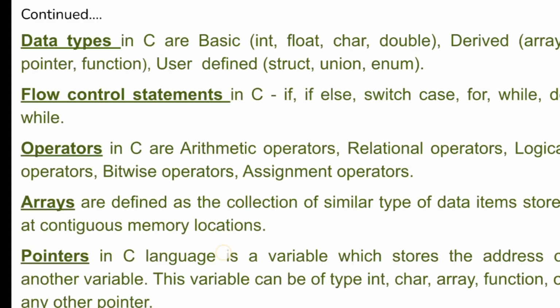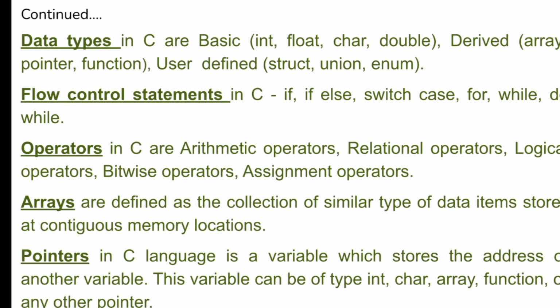Moving to the next slide, here we can see the data types. The basic data types in C are int, float, char, double, and derived data types are array, pointer, function. And user-defined data types are struct, union, enum. Then flow control statements. Flow control statements in C are if else, switch case, for, while, do while. Then operators in C are arithmetic operators, relational operators, logical operators, bitwise operators and assignment operators.